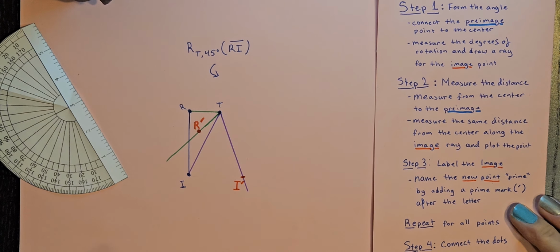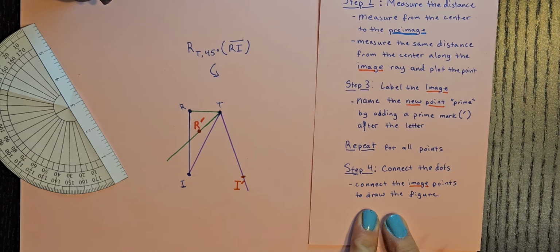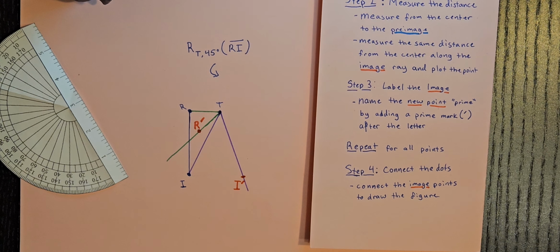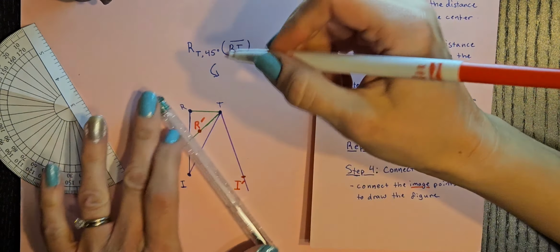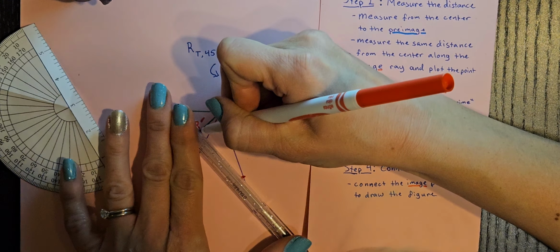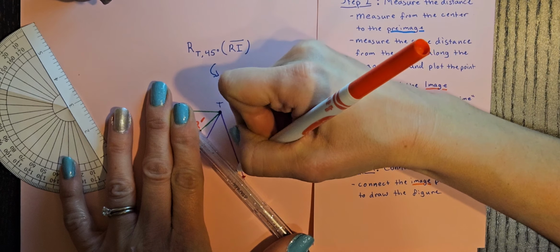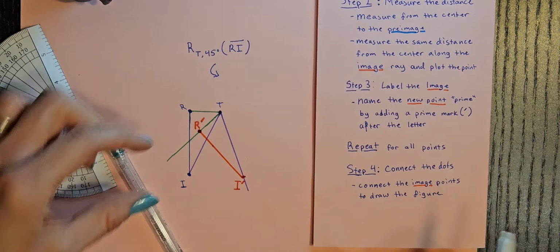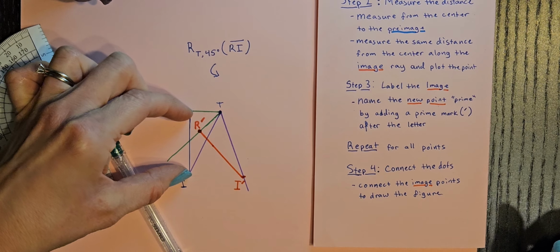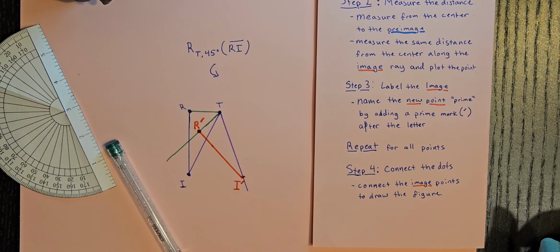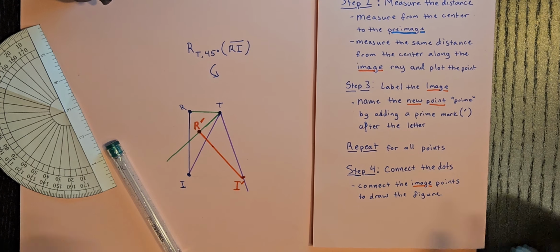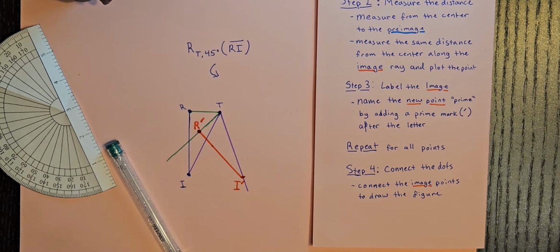And then now that I have both of my points, I'm going to connect the dots to draw the whole figure. Using my handy pen as a straight edge. So now I rotated segment RI 45 degrees. So now I have segment RI, R prime, I prime. And that's how we do our rotation.